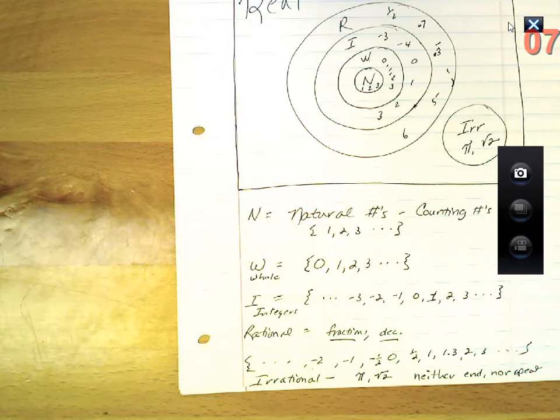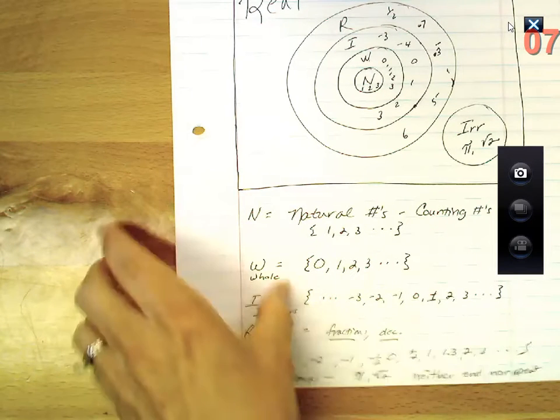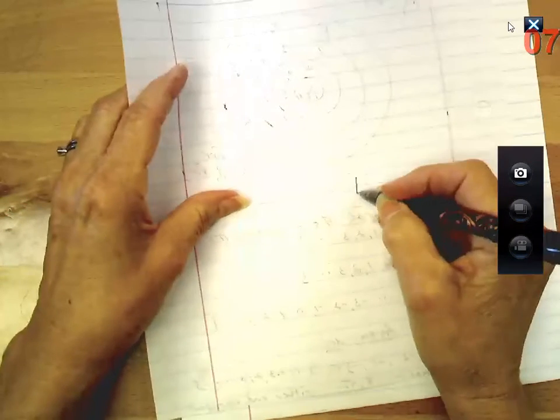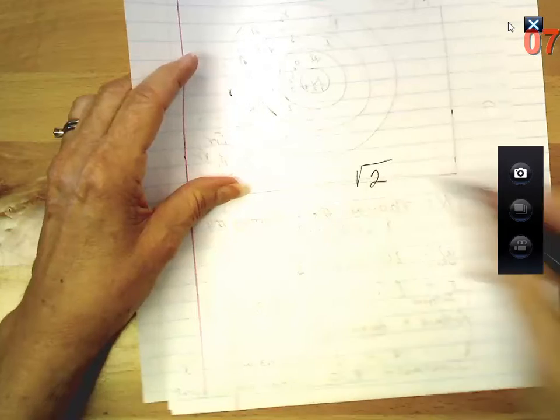My brain is having a hard time understanding neither end nor repeat. You've got to just think repetition, repetition. We're going to show you that in just a minute, when we get to it. If you have something like that, get your calculator and look up the square root of 2.